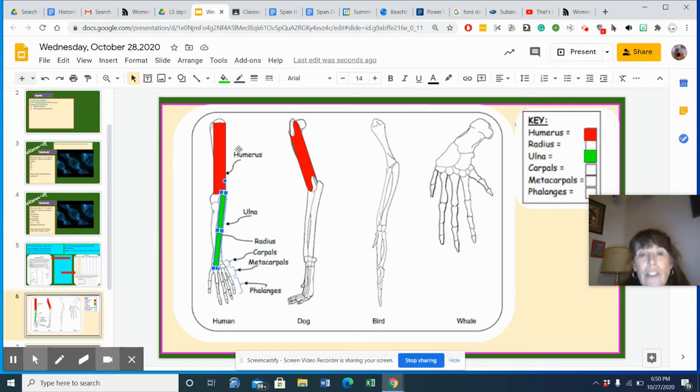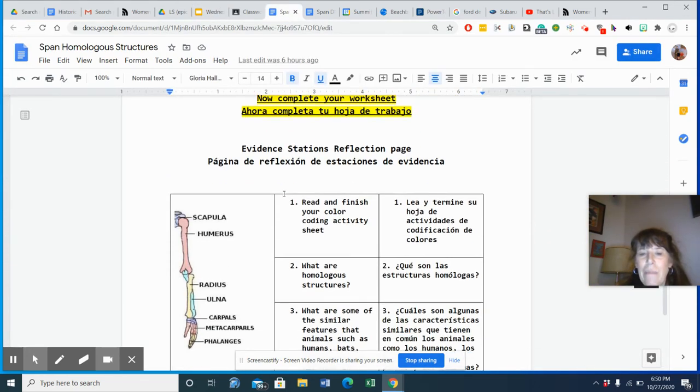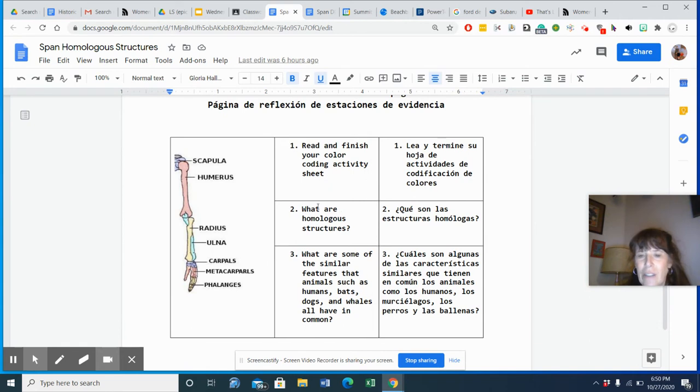And then there's some questions that you need to answer about this activity on the bottom here. All right, these questions: what are homologous structures, and what are some of the similar features that animals such as humans, bats, dogs, and whales all have in common?